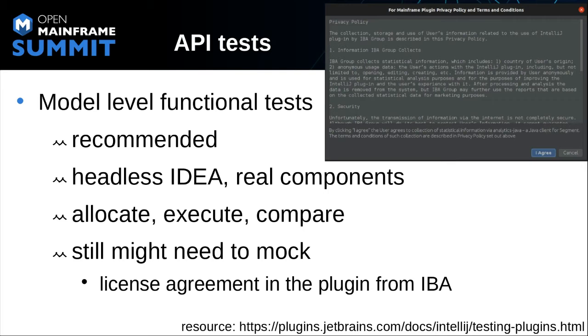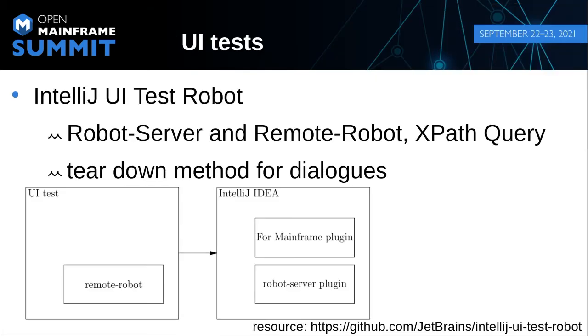In order for the plugin to function properly, the user needs to accept certain terms and conditions. The acceptance is done on the UI level. But because we use headless IDEA, we need to accept it on the API level. We did a workaround by mocking the user agreement.